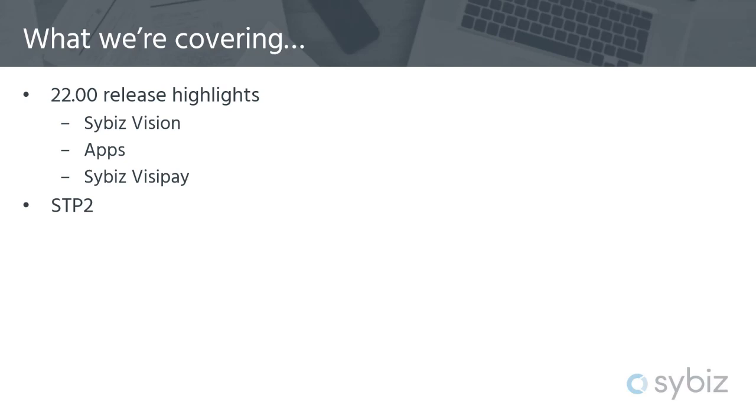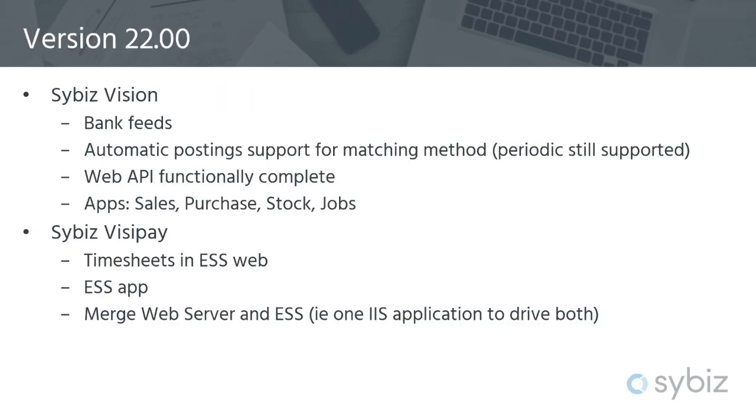Essentially today what we're going to be covering is just going through the release highlights. We're not going to go into fine-grained detail about a lot of the stuff just because not everything is applicable to everyone, but we'll point you in the right direction to get some more resources if you've not yet discovered things like the What's New page, etc. So we're going to start with Sybiz Vision, then have a look at some of the apps that are now available, and then jump into Sybiz Visipay, and just round out the session with a little bit of an update on the STP2 front as well from a payroll perspective. So that's what we'll be skimming through.